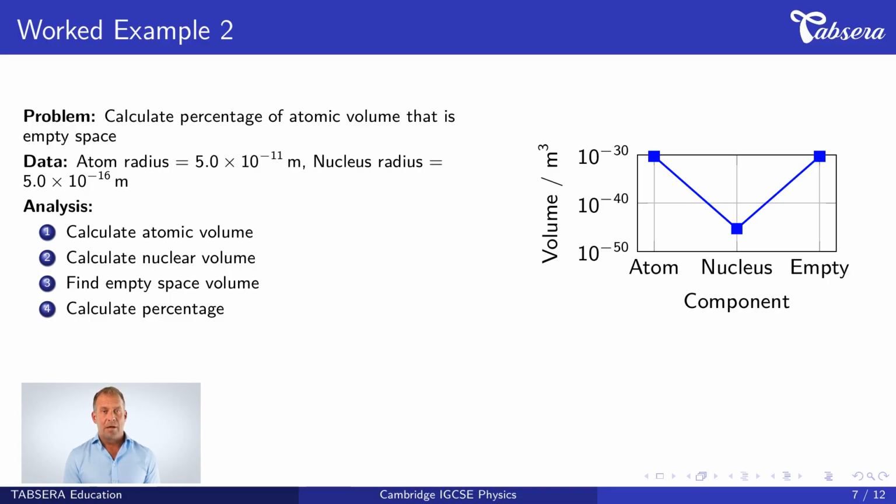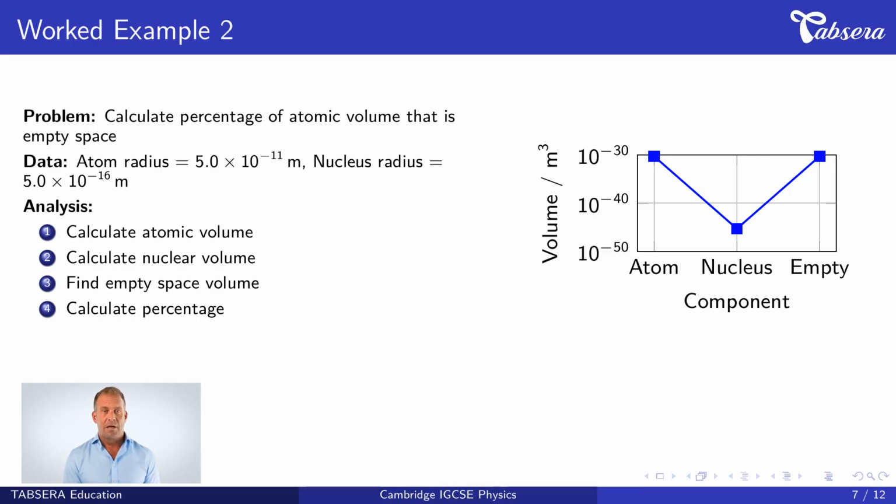Example 2 applies volume calculations to find the empty space percentage. The problem is, calculate the percentage of atomic volume that is empty space. The data shows atom radius equals 5.0 times 10 to the power minus 11 meters, and nucleus radius equals 5.0 times 10 to the power minus 16 meters. Now we analyze systematically. First, calculate atomic volume using the sphere volume formula 4/3 pi r cubed. Atomic volume equals 4/3 pi times 5.0 times 10 to the power minus 11 cubed, which equals 5.24 times 10 to the power minus 31 cubic meters.